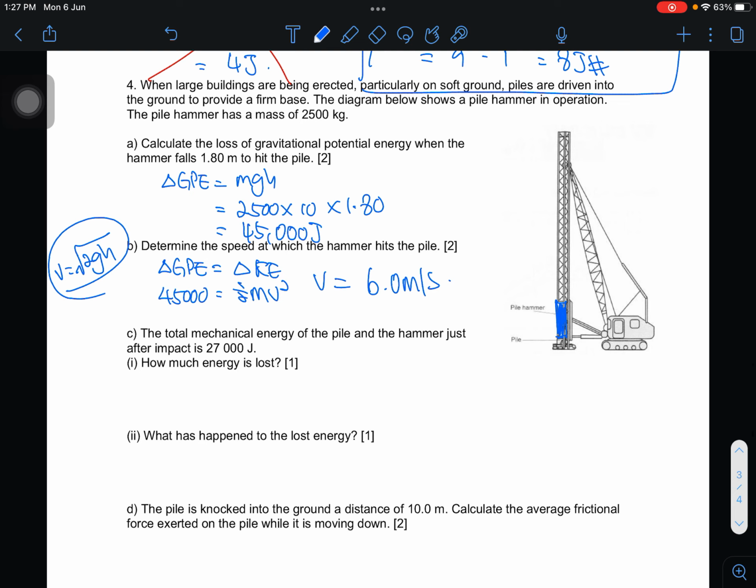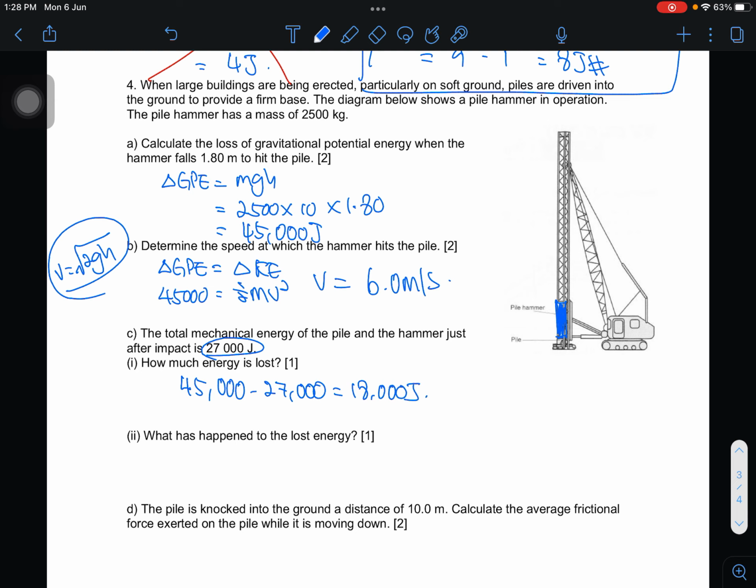C. The total mechanical energy of the pile and the hammer just after impact is 27,000 joules. So what is mechanical energy? How come there's a new term here? Mechanical energy usually has to do with machineries. We're talking about total potential energy and kinetic energy, the total of what is moving and stored. So how much energy is lost? After impact it is only 27,000, but initially I have 45,000. Very simple subtraction: 45,000 minus 27,000, I should get 18,000 energy lost.